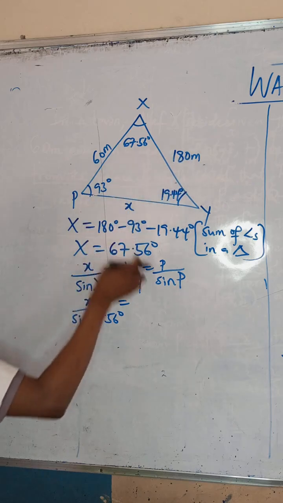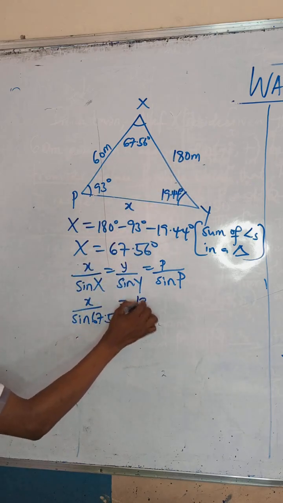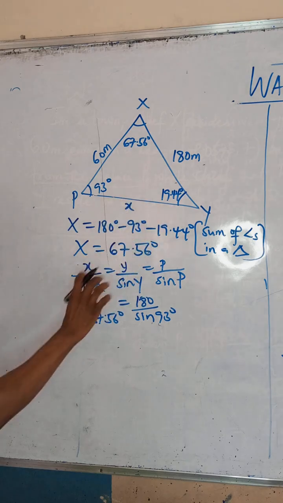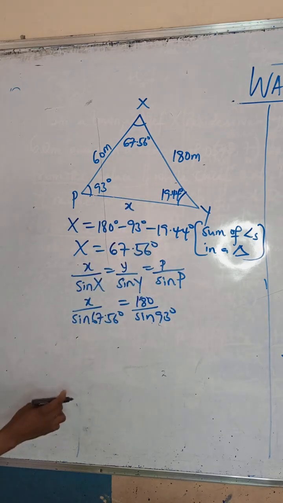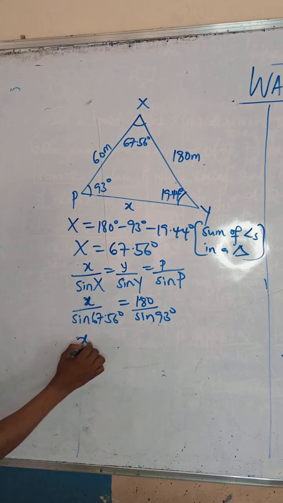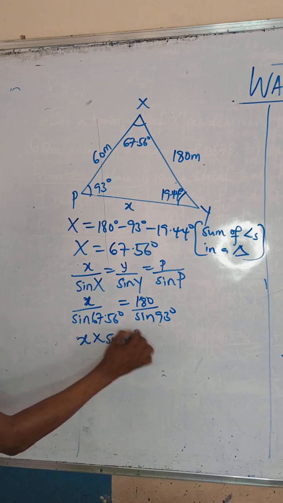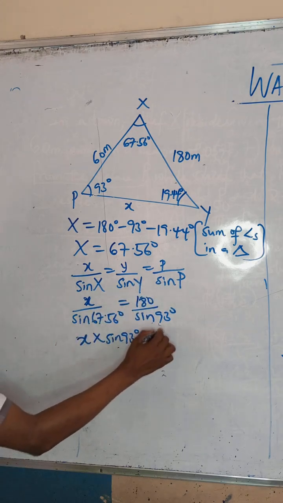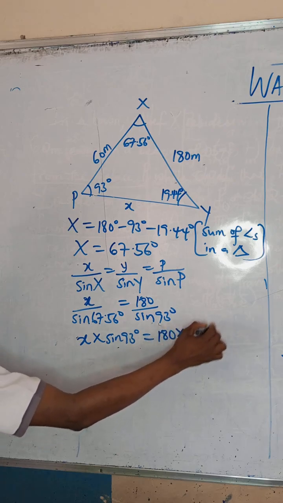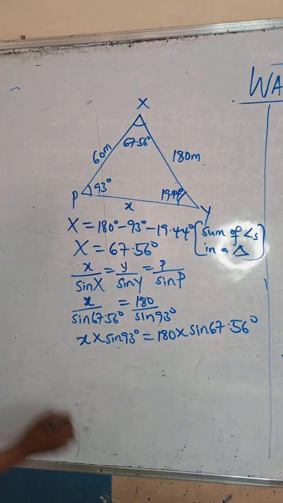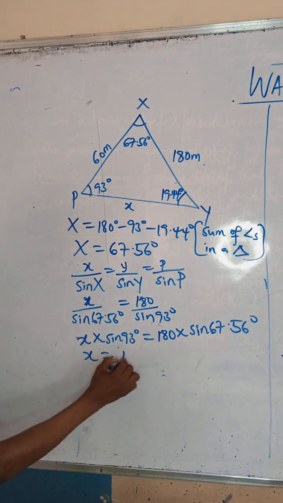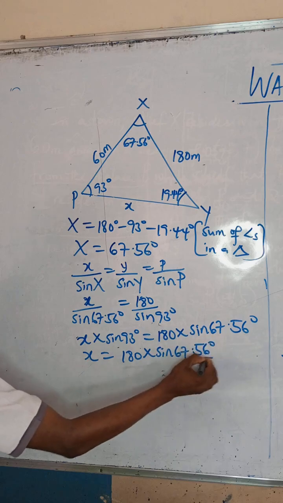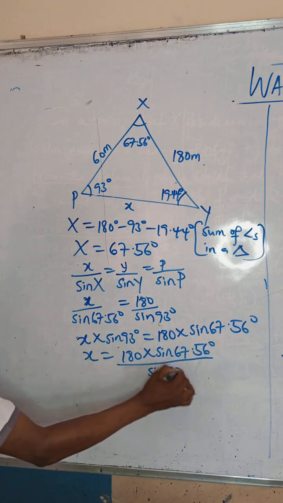Let me use the middle one. P, that is 180 divided by sine, capital letter, 93. I can remove this and place these two, and that's what I have done to make it easier. What will now be this x? This x times sine 93 degrees will now be the multiplication of these two, 180 times sine 67.56 degrees. So that means x which I'm looking for will be 180 times sine 67.56 degrees, all divided by sine 93 degrees.